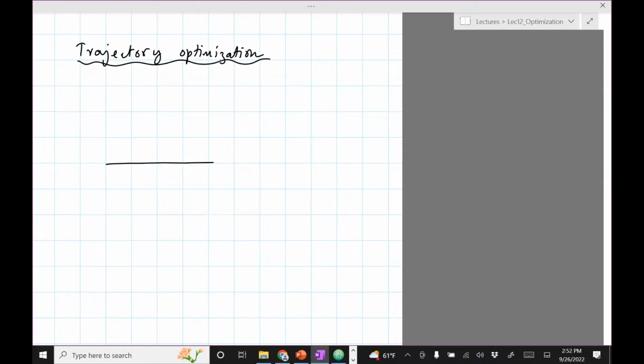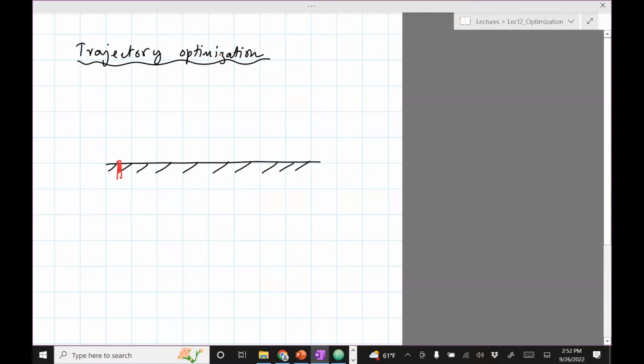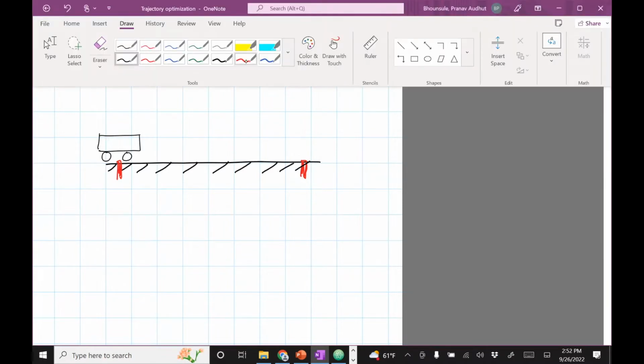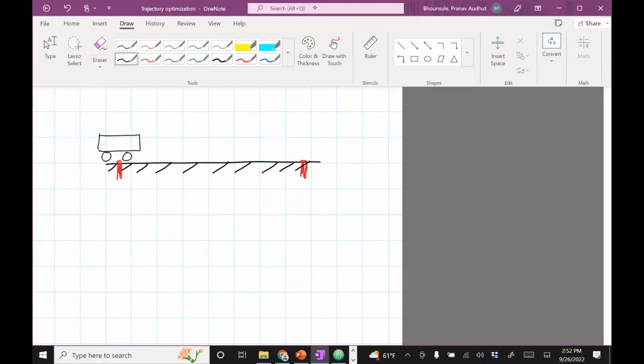Okay, so assume that that's a track. That's your car. The red one is a stoplight, and the right side is another stoplight. And the goal is to go from one stoplight to another stoplight as fast as possible.